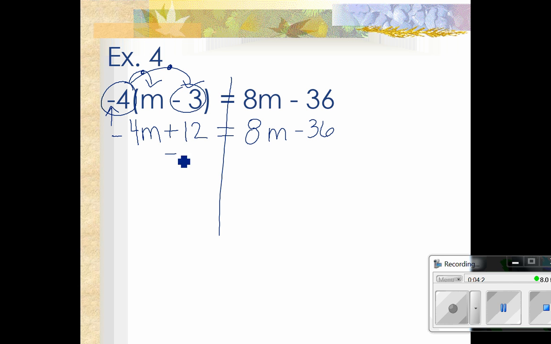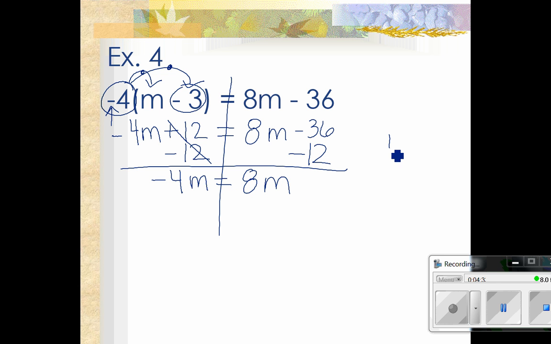Now we're going to subtract 12 from both sides. Negative 4m equals 8m, and if you make a T-chart, they're both on the same side, so you'll combine them and get 48, and it's negative because they're both on the negative side. So negative 48.